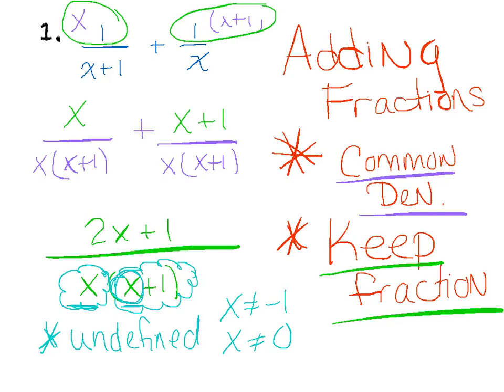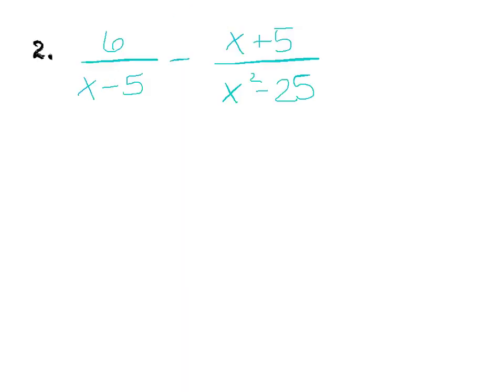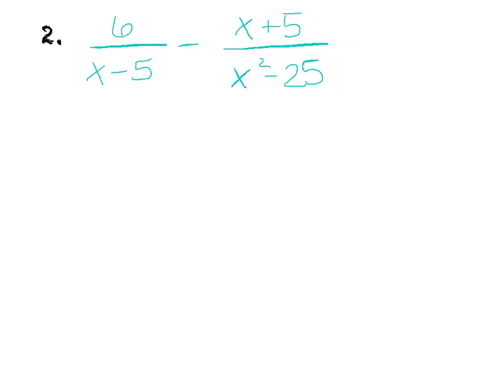Alright, we've got example 1 out of the way on adding fractions. We're going to do one more example about adding fractions. So remember, common denominator, and you want to keep the fraction. So example 2, 6 over x minus 5 minus x plus 5 over x squared minus 25. Before I just grab that common denominator, whoopsie, I noticed that one of these denominators can actually be factored. So I'm going to factor first. I'm going to cross this off and put in x plus 5 and x minus 5.